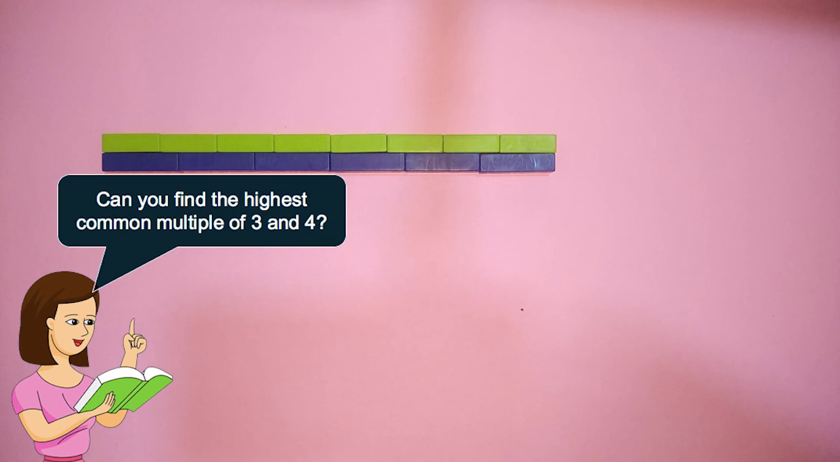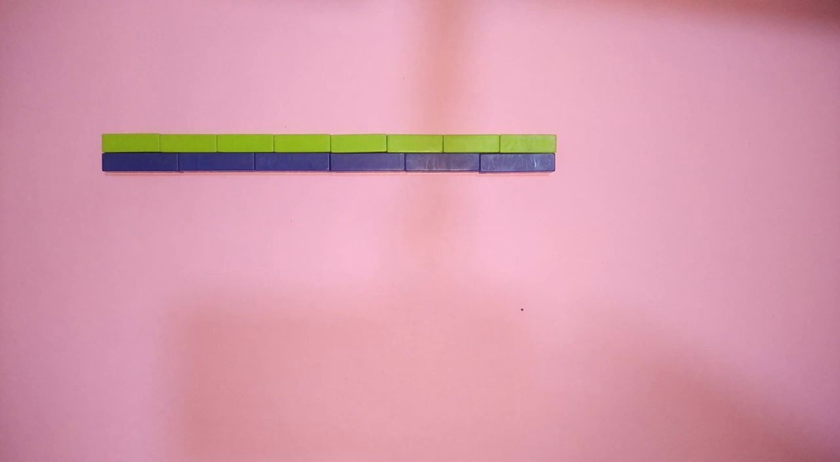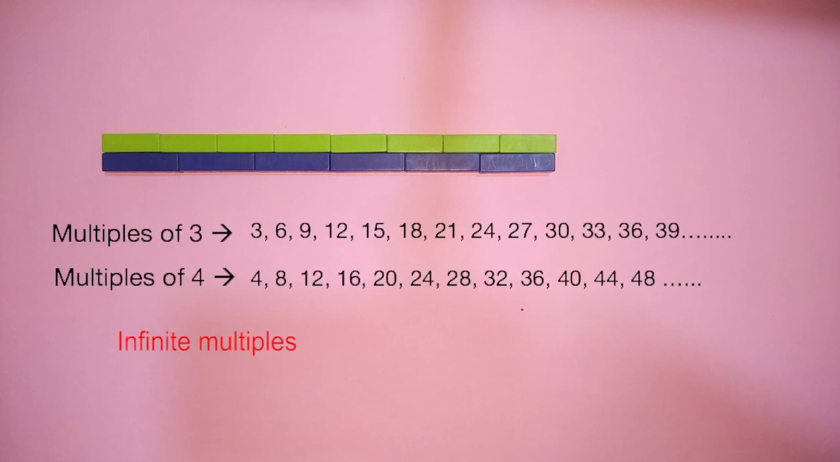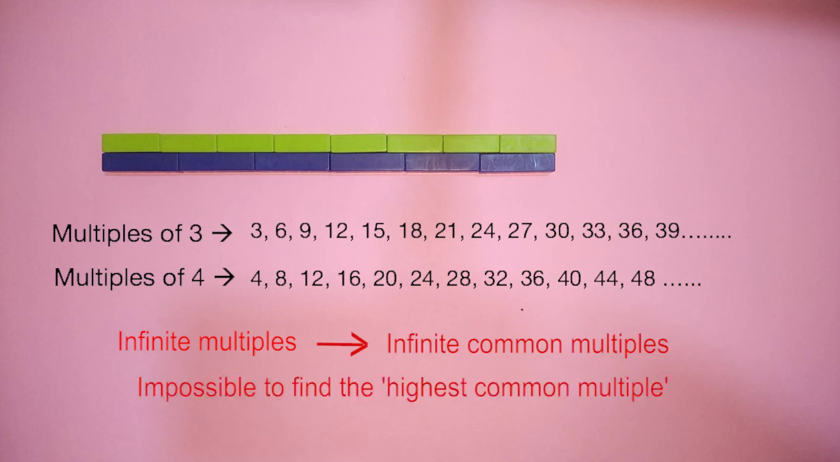Is it really possible to do that? Bring it to their attention that a number can have infinite multiples, as you can always keep adding more rods, hypothetically, or more multiples. So there will be infinite common multiples, in which case we can't really find the highest common multiple.